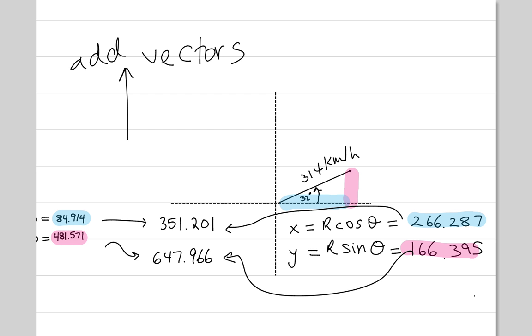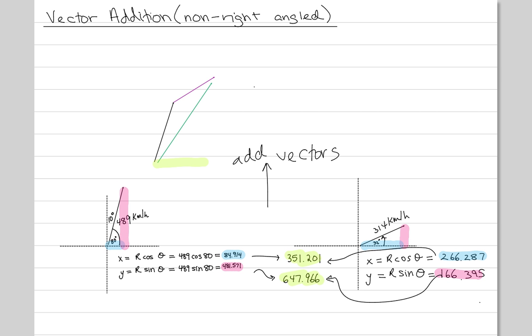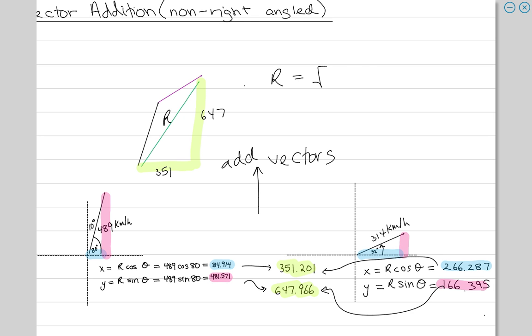So these numbers I'll highlight in green. The 351 is the X, that's this, and the 647 is the vertical. So this is the 351, this is the 647. Now that we have the X and the Y component for this new result R, we can now solve for the resulting in green in R here. And now it's back to some basic stuff, because now it's a right angled triangle here with these new components.